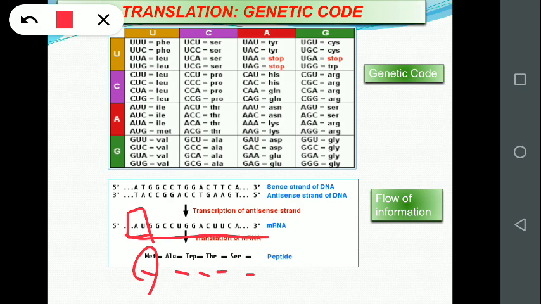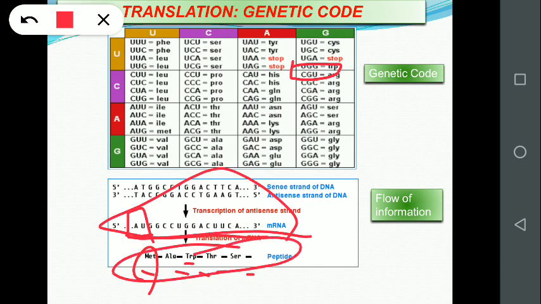Here UGG is tryptophan. So like this, if you have the knowledge of features of genetic code and the genetic code table, then you can easily translate this mRNA sequence into the amino acid sequence of the corresponding polypeptide chain. That means you can decode the nucleotide sequence into amino acid sequence.